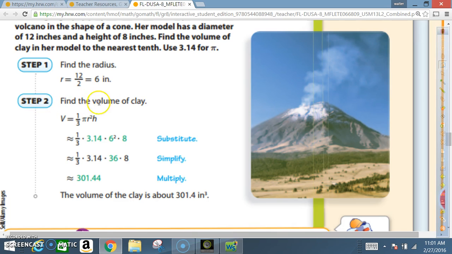Step 2, find the volume of the clay. We use our equation for the volume of a cone. Volume is equal to 1/3 pi times r squared times h. 1/3, that's in the equation. Pi is 3.14. The radius is 6. So we're going to write down 6 squared because this is the radius squared. And the height was 8. Now we go through and we do our math. 1/3 times 3.14 times 36 times 8.